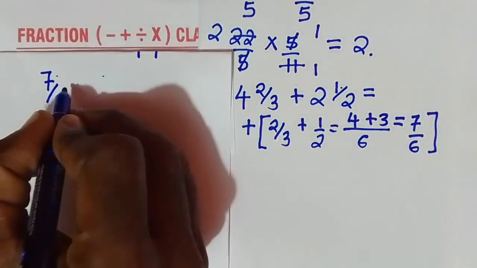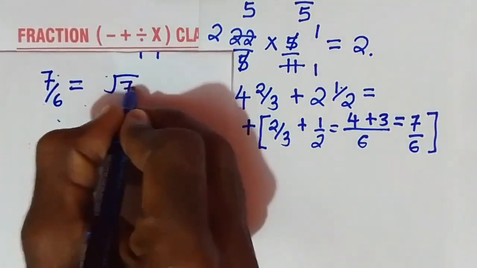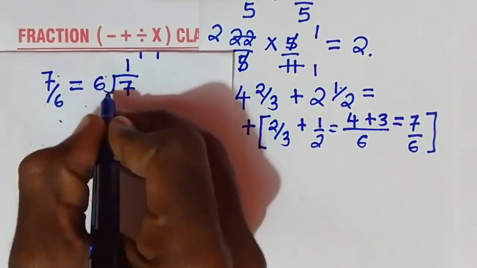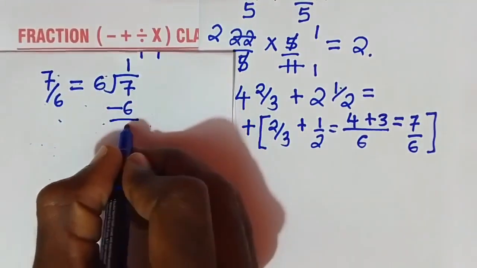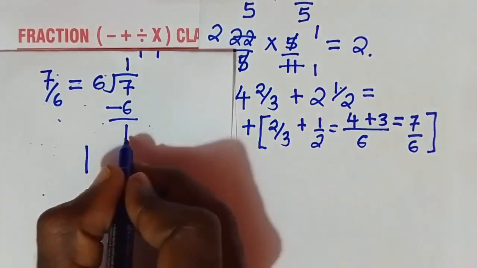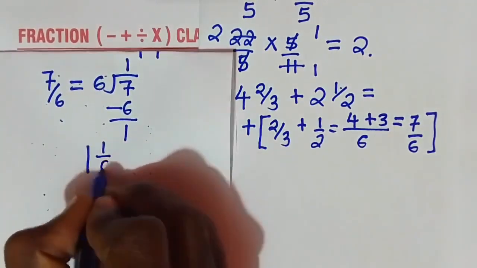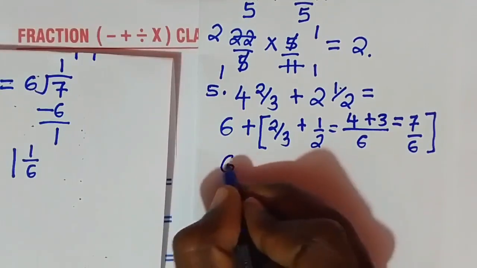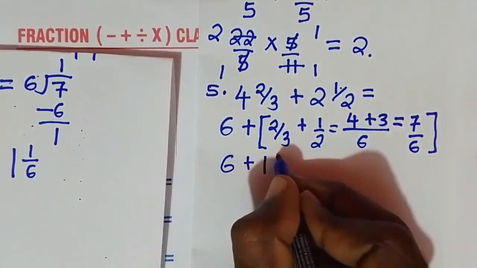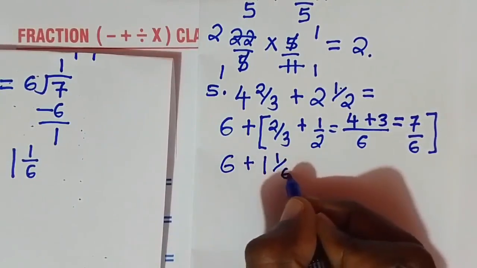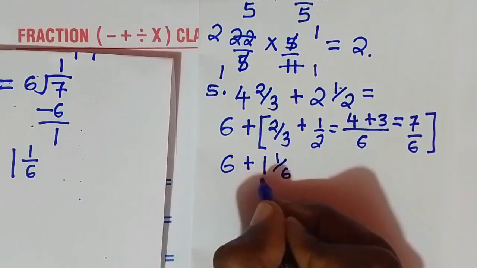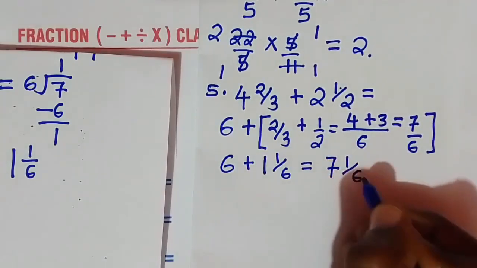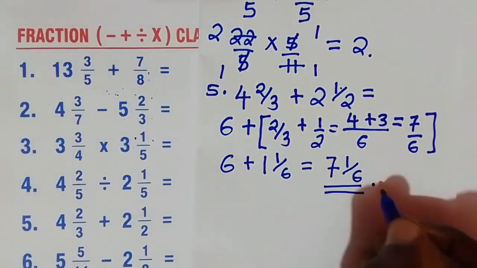7 over 6. This will go by 1. 1 times 6, we get 6, take away, we remain with 1. So it goes by 1 whole number, remain 1 over 6. So this is going to be 6 plus 1, 1 over 6. We can add the whole number and whole number. That is 6 plus 1, we get 7. And this fraction, 1 over 6. And this is our answer.